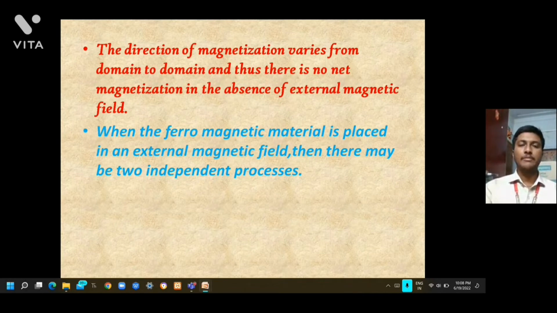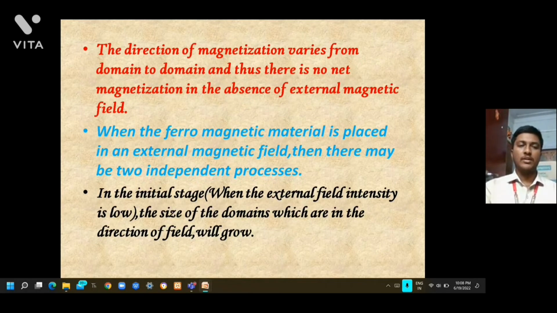When the ferromagnetic material is placed in an external magnetic field, there may be two independent processes. In the initial stage, when the external field intensity is low, the size of the domains which are in the direction of the field will grow. The domains which are in the direction of the applied magnetic field will grow.